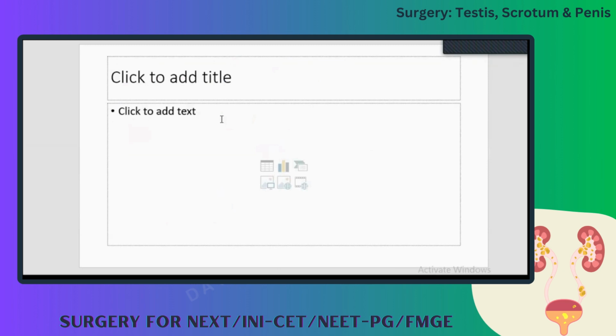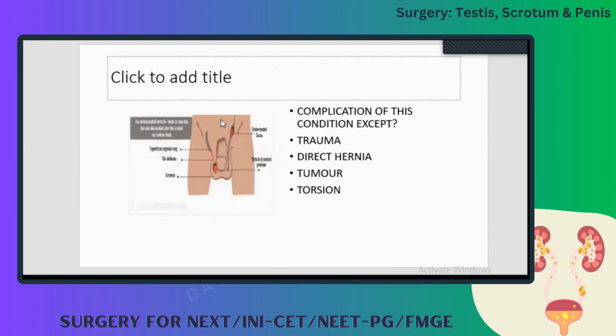Okay, this. Tell me, what is this? Complication of this condition, all except: direct hernia. What is this condition? Undescended testes. Undescended testis. Okay, done. So what are the various complications of undescended testis?